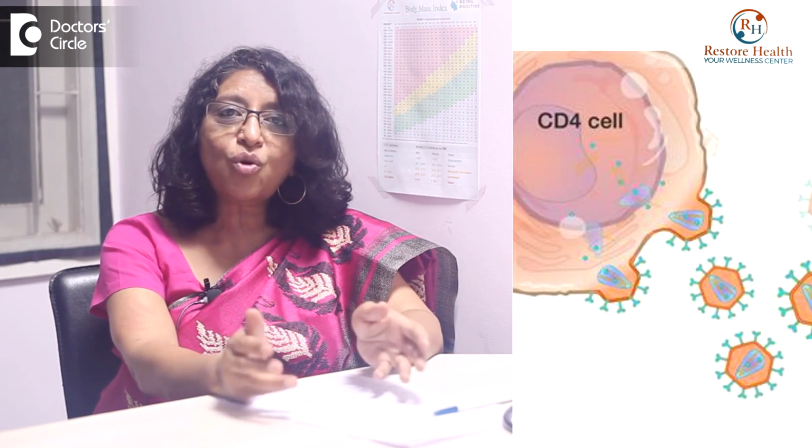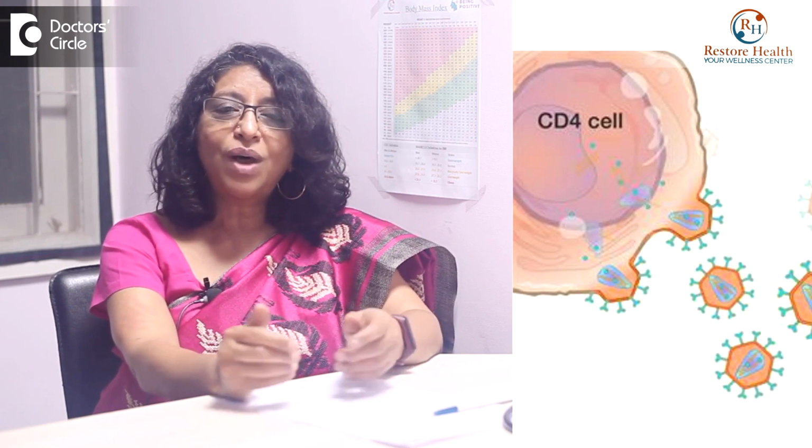So the HIV virus multiplies within the CD4 cells. And as it multiplies within the CD4 cells, it destroys them once it liberates millions of virions into the blood. CD4 cells are the ones which give our body the immunity to fight against infections.